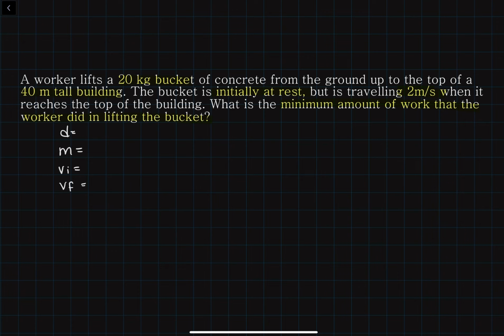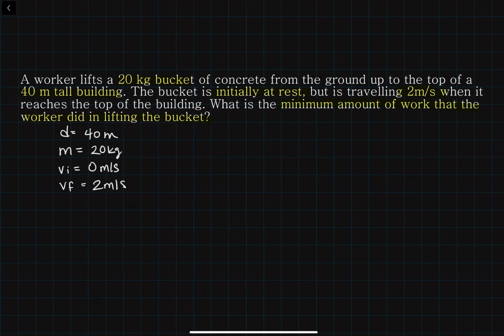So, first of all, our distance is 40 meters, and this is on the vertical axis since it is going up the building. The mass is 20 kilograms. The initial velocity is 0 meters per second since it's at rest, and then the final velocity is 2 meters per second once it reaches the top.